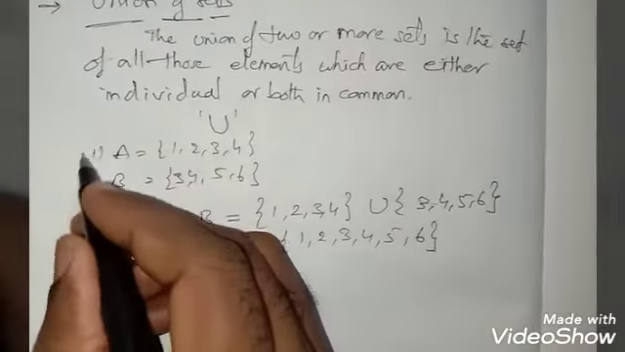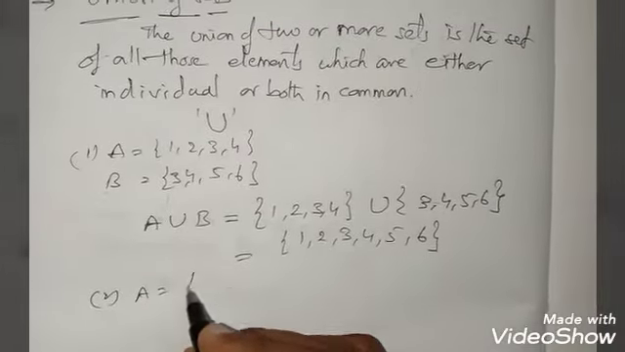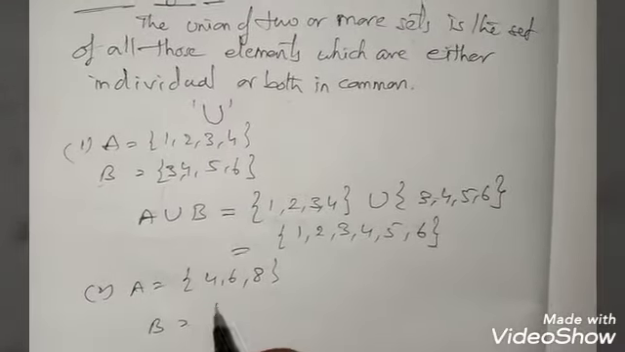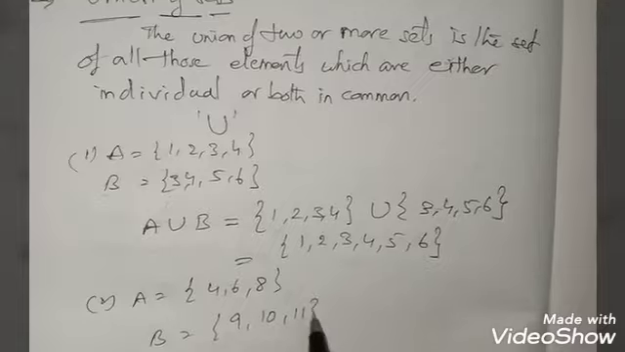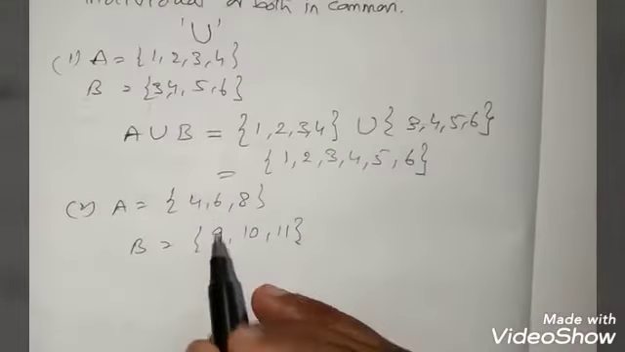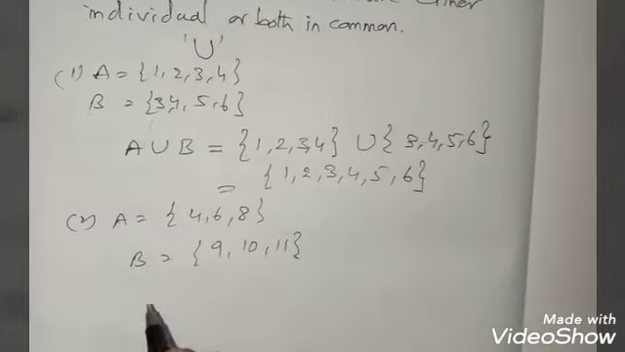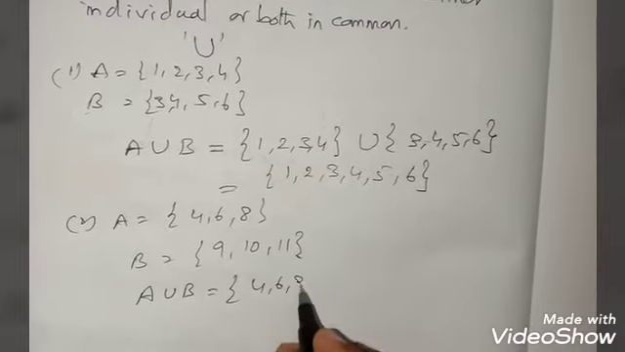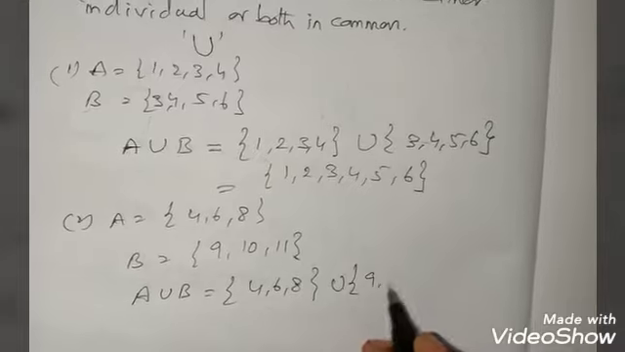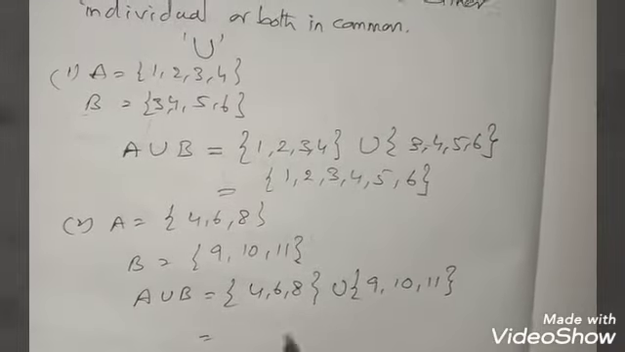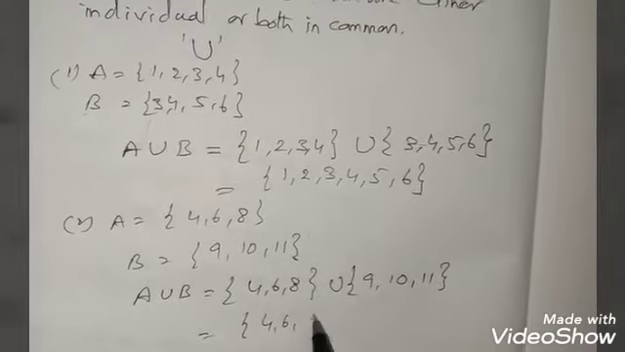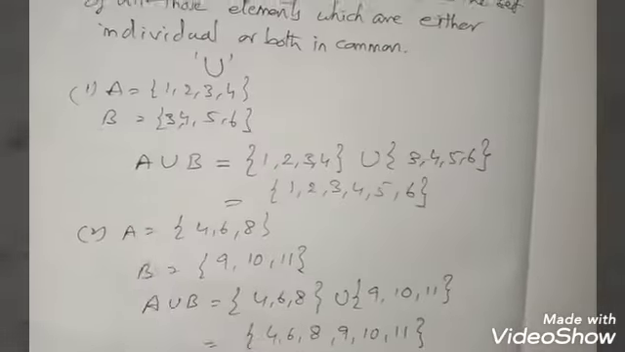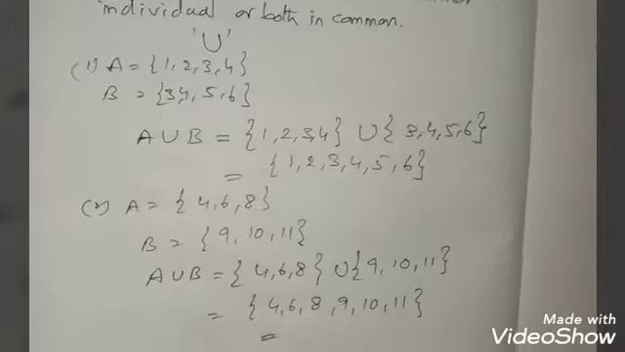If I go for one more example, A = {4, 6, 8} and B = {9, 10, 11}. Here in this problem you don't have any common value, still we will get a union: A ∪ B = {4, 6, 8} ∪ {9, 10, 11}. Union is nothing but the combination of all values, that is {4, 6, 8, 9, 10, 11}. So like this we are finding the union of any two sets or any three sets and so on.